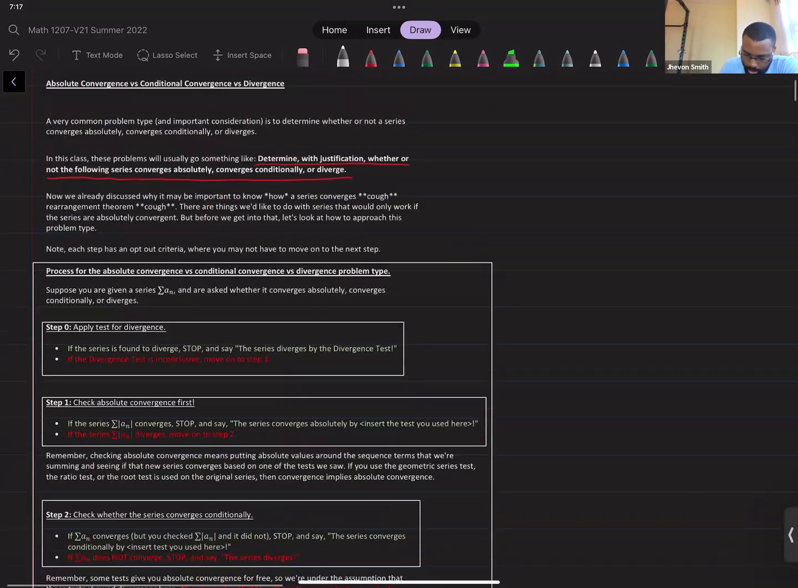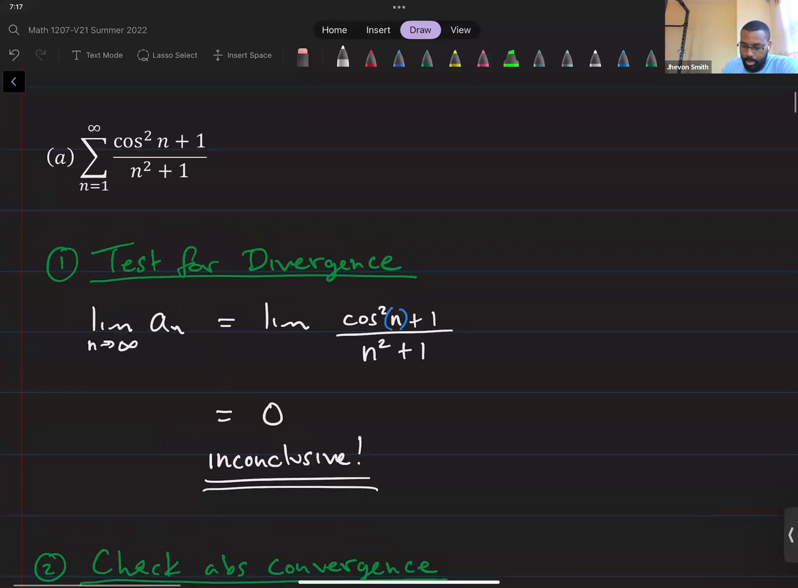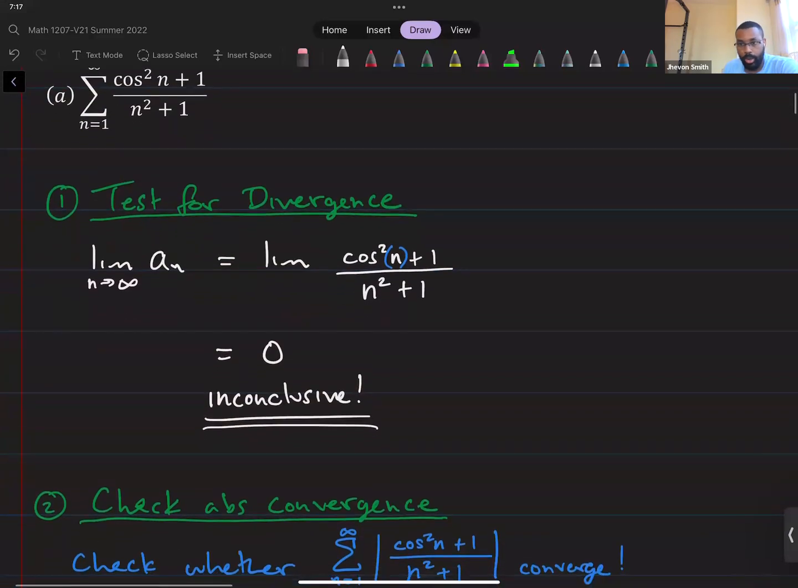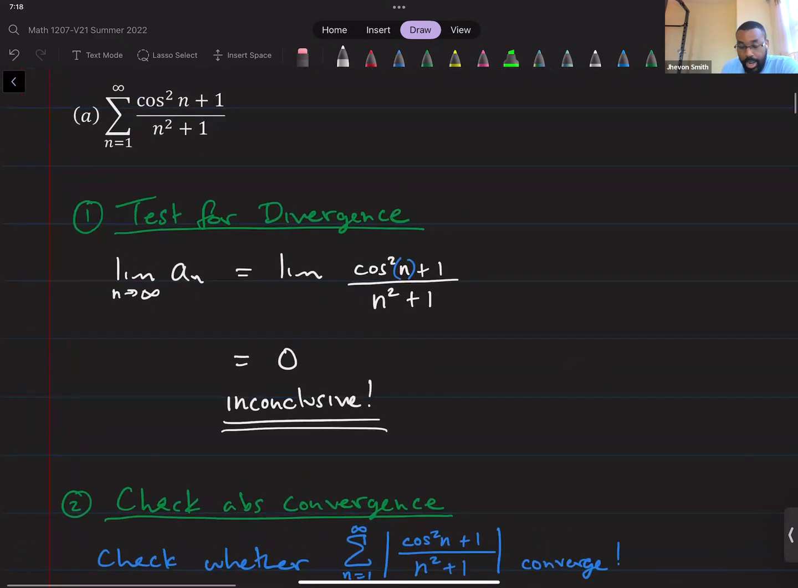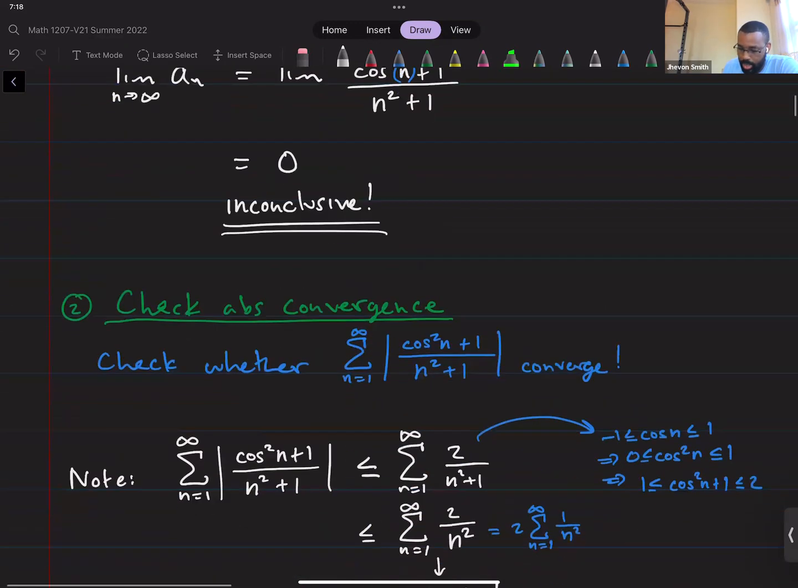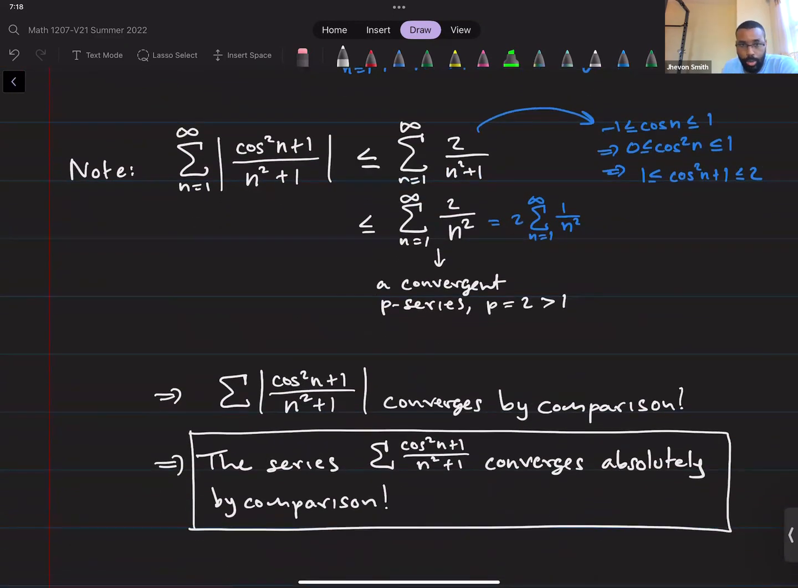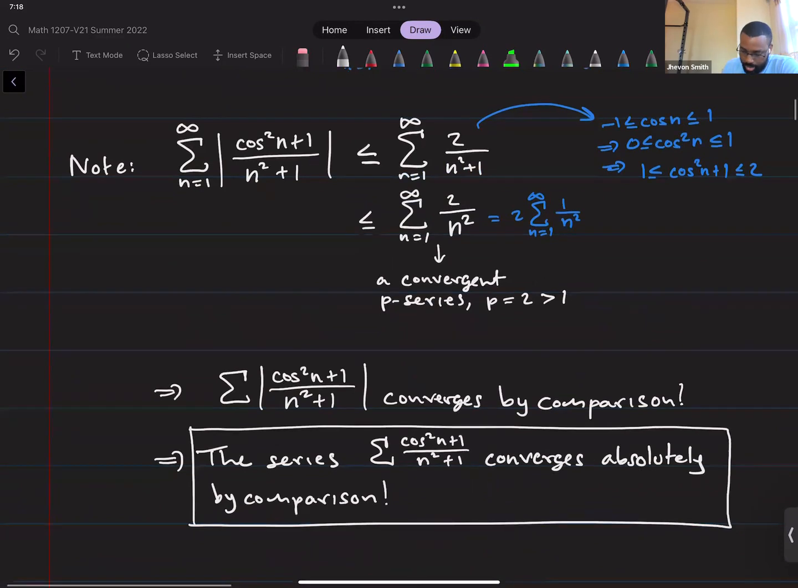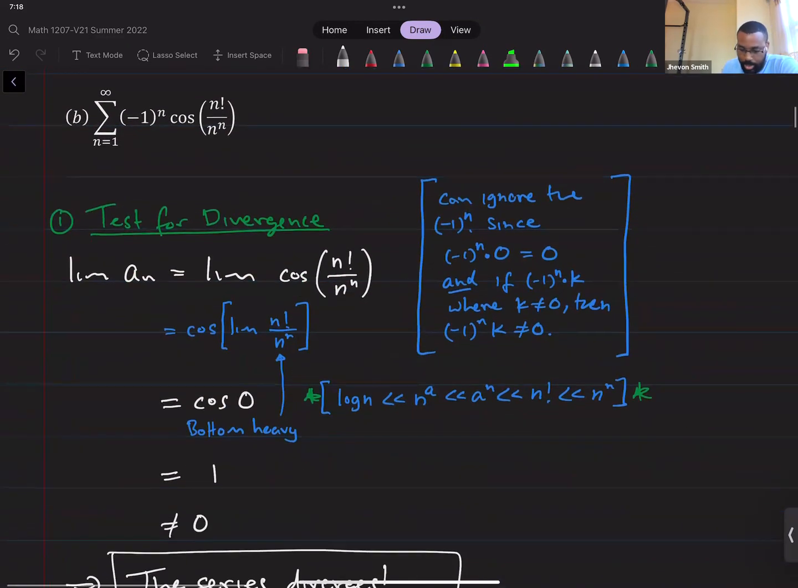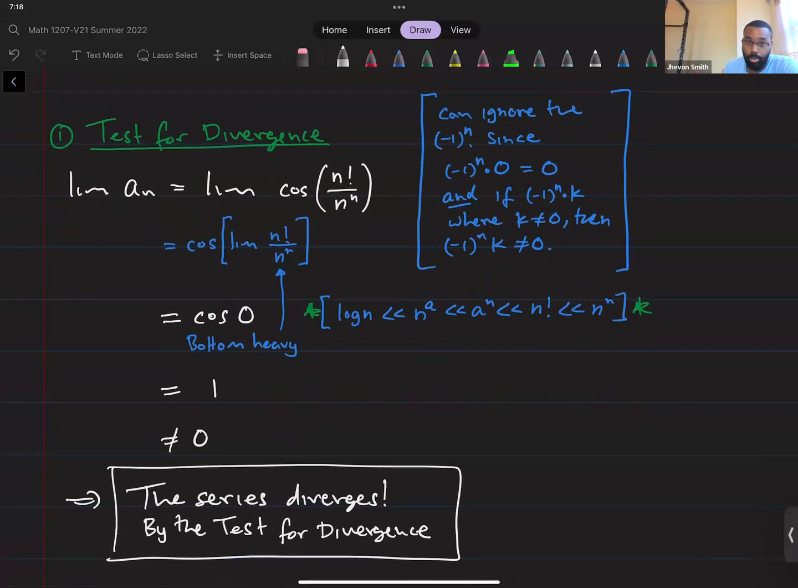So these were a bunch of examples we did here. Sometimes test for divergence, it's a very quick thing to check, so you check it right away. If it's 0, it's inconclusive. In any other case, you can conclude that it diverges and you would just stop here. In the first case, we tested the test for divergence, we got 0. So we had to move to the next step. Put absolute values around anything. Here we could use comparison to show that it converges, therefore we can say converges absolutely. And then you're done. In this example, test for divergence showed that the limit approached 1, so it diverges, and we're done. We didn't need any other step.